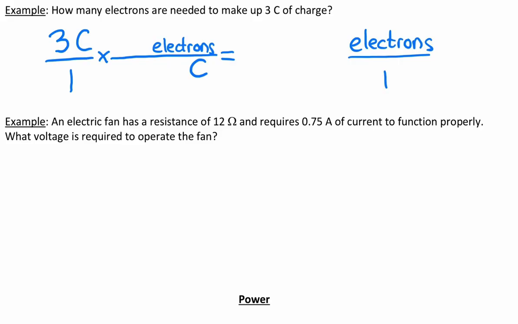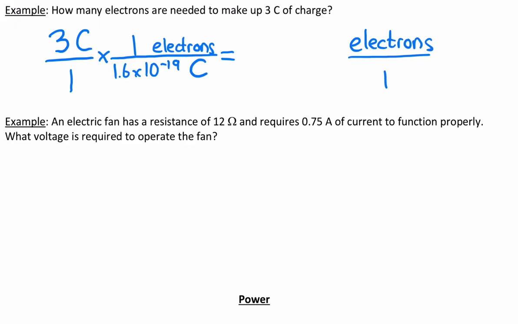Now to make this conversion factor work, I just need to come up with numbers for the top and the bottom. I basically need a number of electrons and a number of coulombs that are actually the same amount of charge. And that's where the elementary charge comes in. We know that 1 electron worth of charge is 1.6 times 10 to the negative 19 coulombs worth of charge.